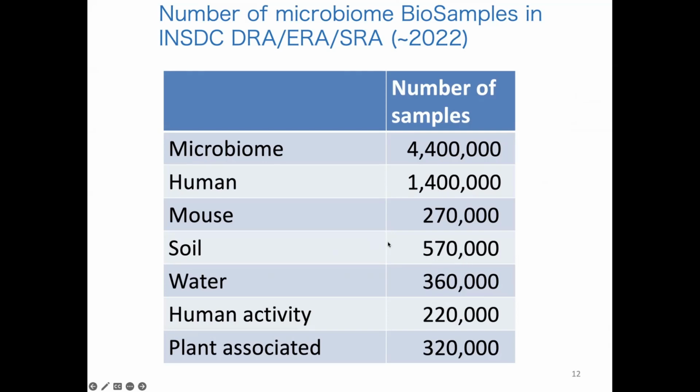For example, for soil, already 0.5 million samples are deposited. And most of them are Amplicon sequencing samples. And shotgun metagenomic samples are not so large in number.